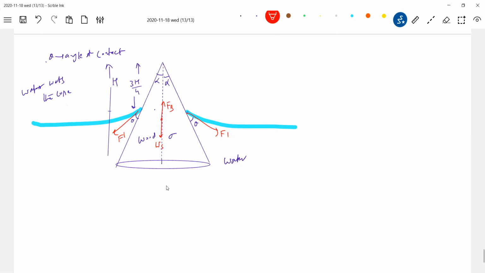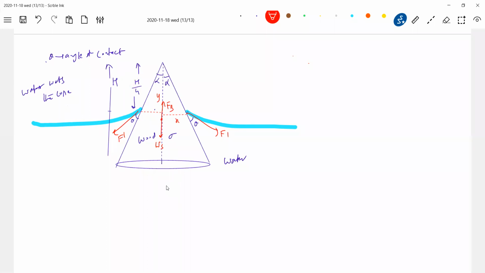Let's get into the first one. We'll calculate the force due to surface tension. Anybody, how to calculate? For that we need to know the distance at this particular point. We should know this x, no? This is x, and this is y. Sorry, this is h by 4.